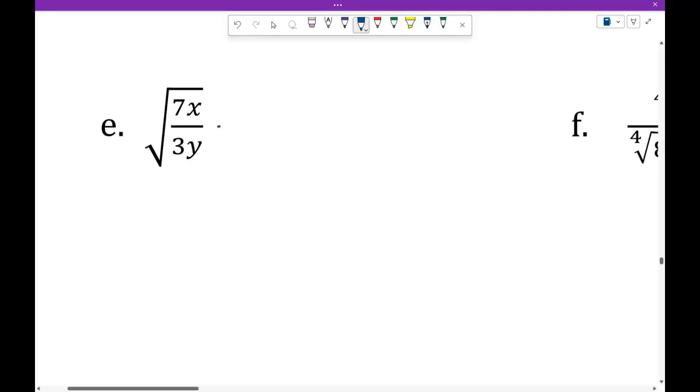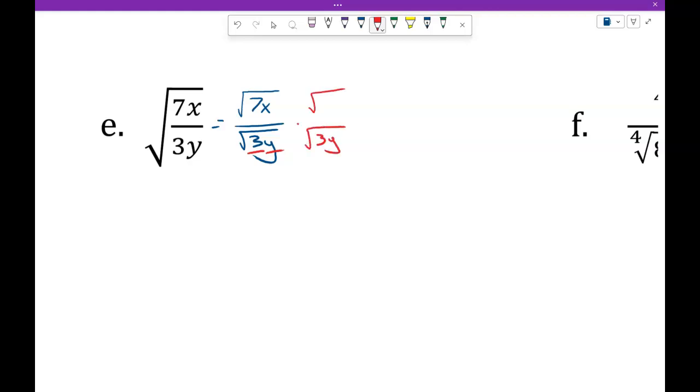Again, we can apply our quotient rule to split these into 2 separate radicals. I want to be able to square 3 and y, so the square root of 3y. When we multiply our numerators, we get 21xy. In our denominator, when we have the square root of 3y squared, it leaves us with a denominator of 3y.